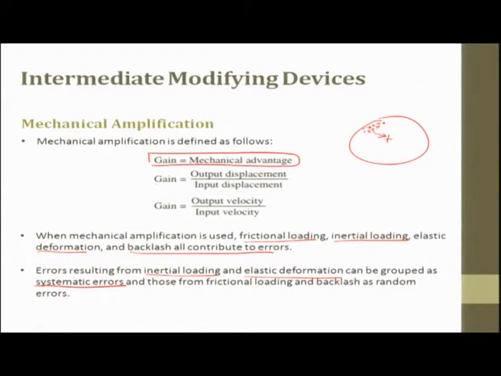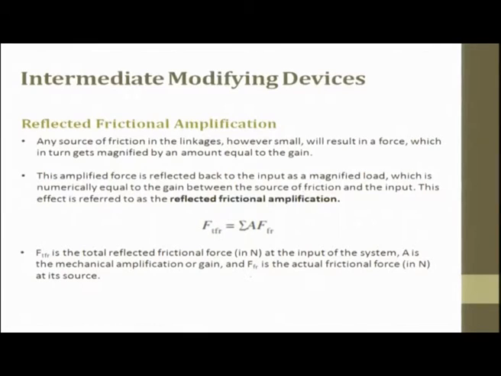Okay. So, the resulting error from inertial loading and elastic deformation can be grouped as systemic error, and those from frictional loading and backlash are random error. This happens over a period of time, but it is very hard to predict the frictional loading and backlash error. The reflected frictional amplification: any source of friction in the linkage, however small.